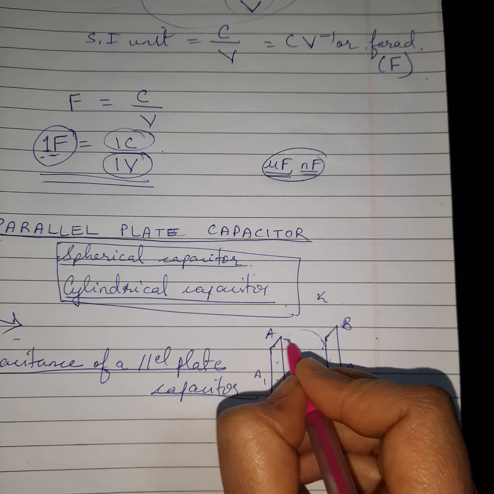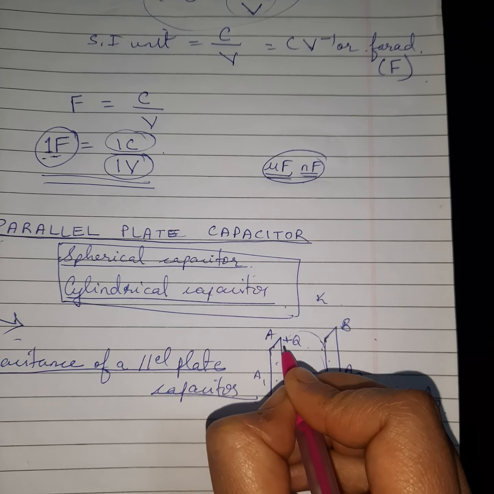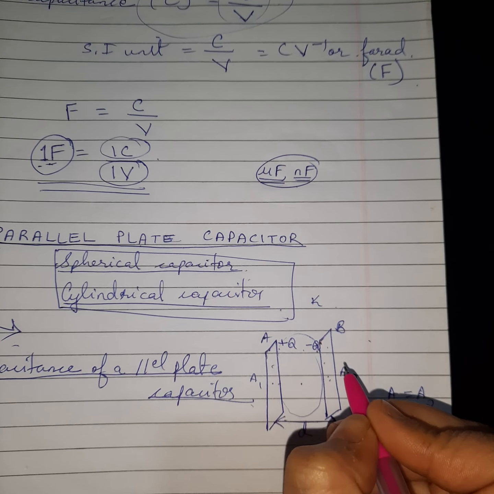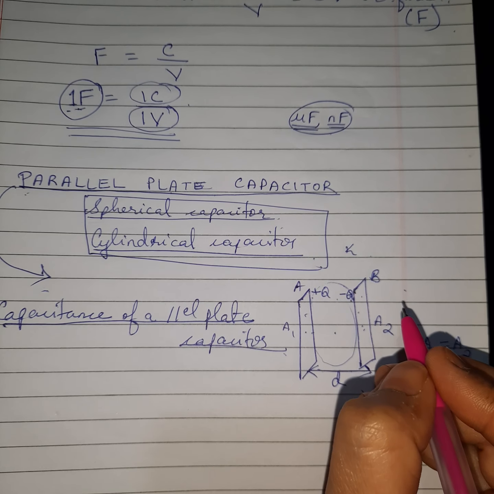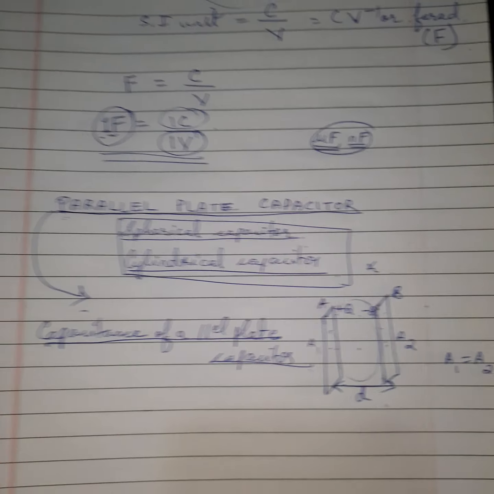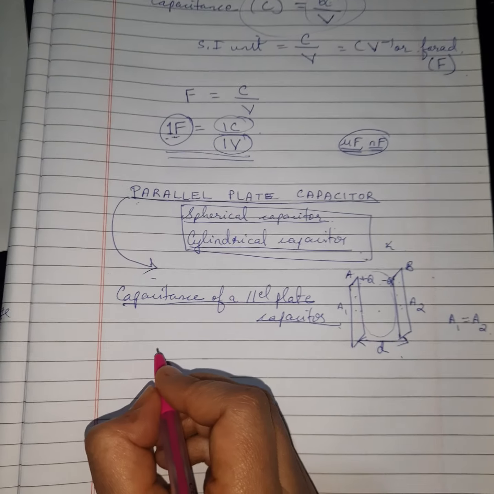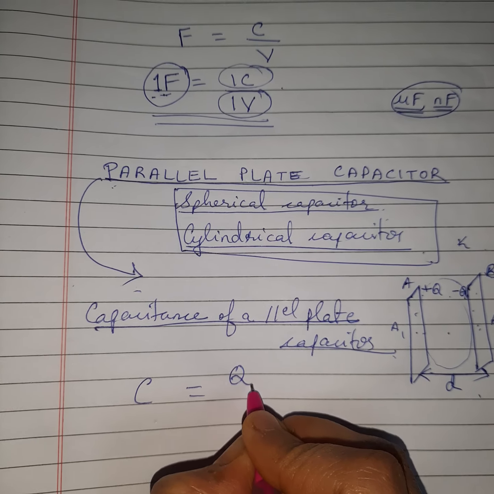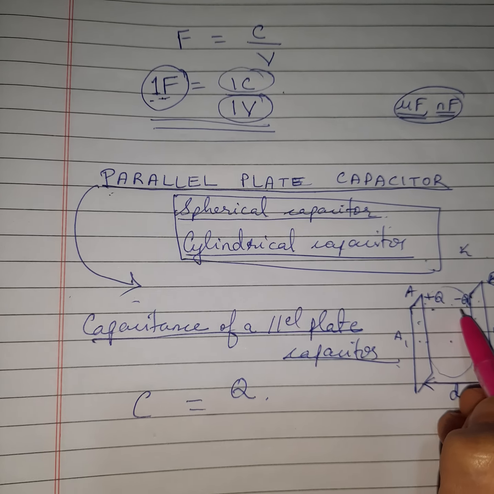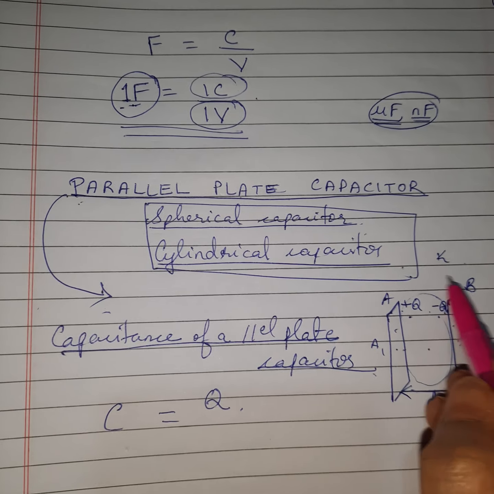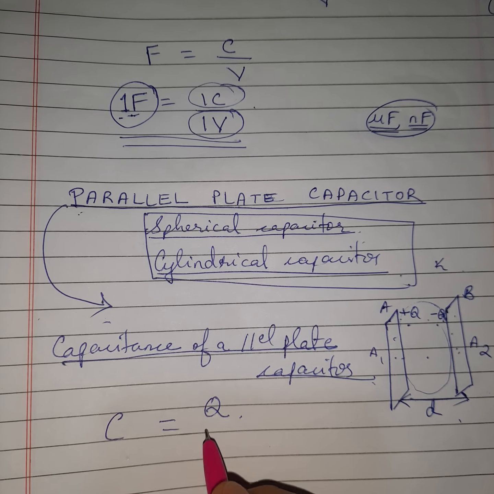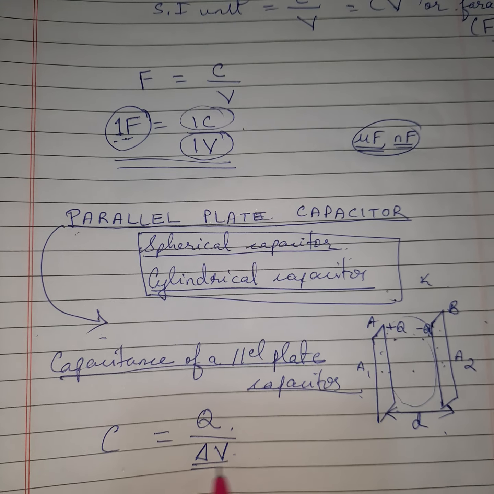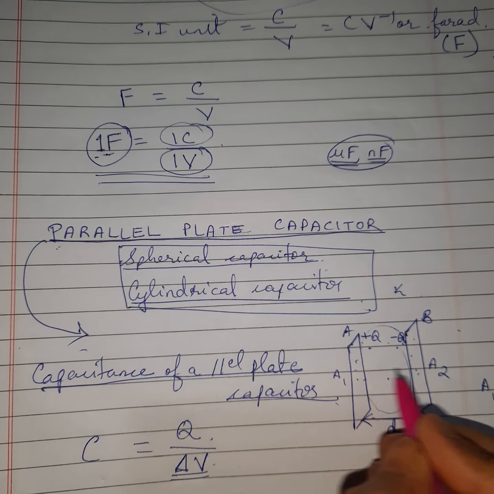Now let us have plus Q charge on this face of plate A and minus Q on this face of plate B. Now the capacitance of this capacitor is defined as C is equal to the charge contained in the capacitor. Don't take it as plus Q minus Q is equal to 0. We call it that the charge contained in this capacitor is Q divided by delta V.